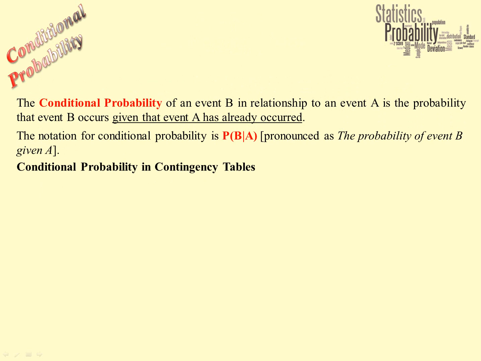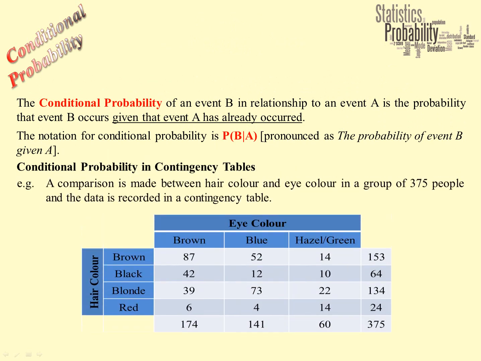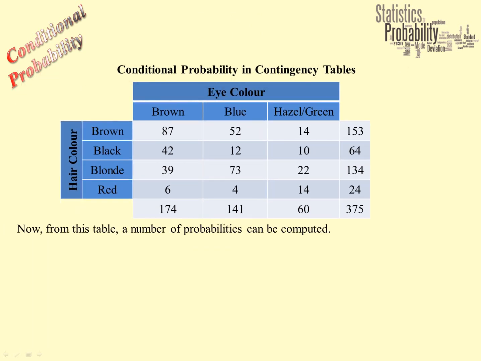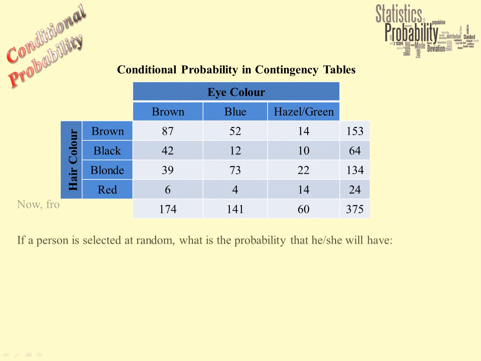Let's have a look at some contingency tables. Well, a contingency table. Here's a table giving eye color and hair color and number of people. So that means there are 87 people with brown eyes and brown hair. There are 73 people with blue eyes and blonde hair. Now from this table, we can calculate probabilities.